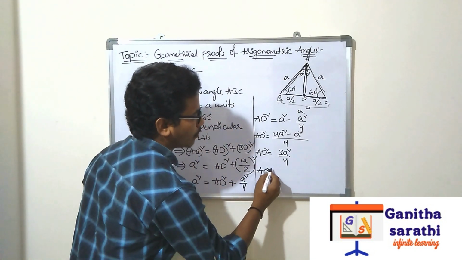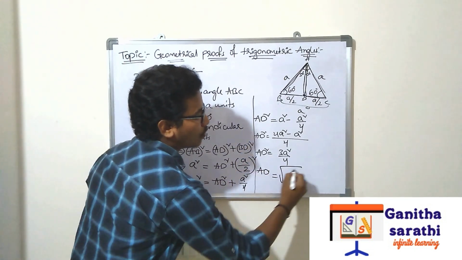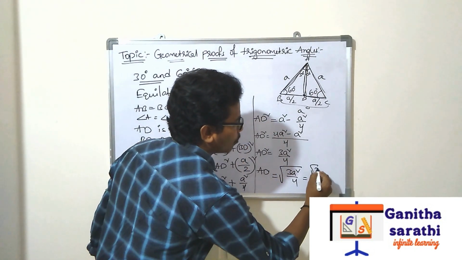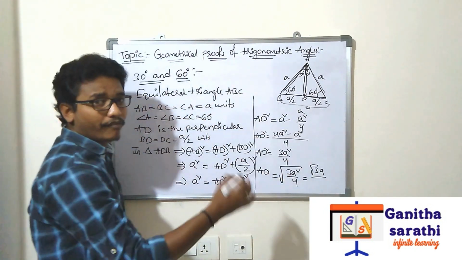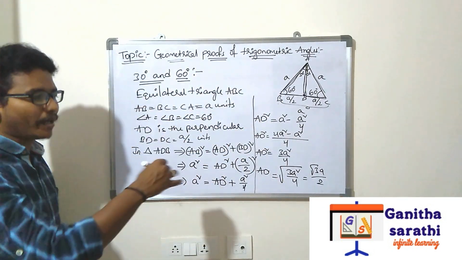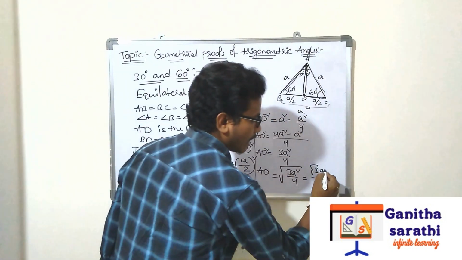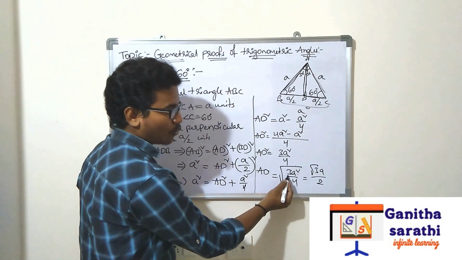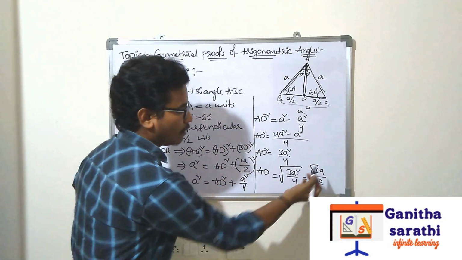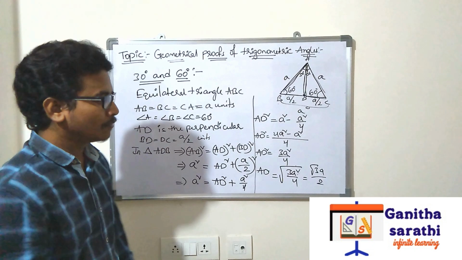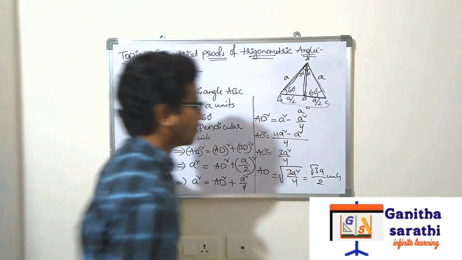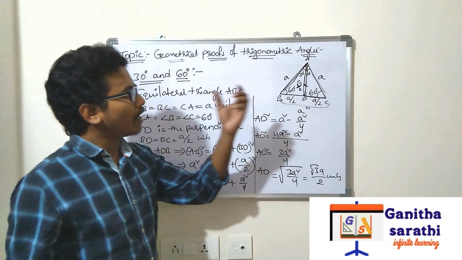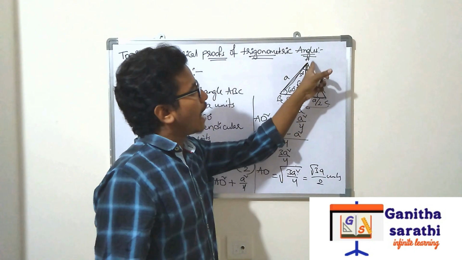AD is equal to root of 3A square by 4. What will be the root of 3A square by 4? It will be root 3A by root 4. What is the square root of 4? 2. Root 3A by 2 or root 3 by 2A, that's up to you. For A there will be no square root, because the square and square root for A will be cancelled. For root 3 there is no perfect square root, so root 3 will be there. For root 4 means what? 2. Root 3 by 2A or root 3A by 2 units. Now we got the values of AB, BD and also AD.